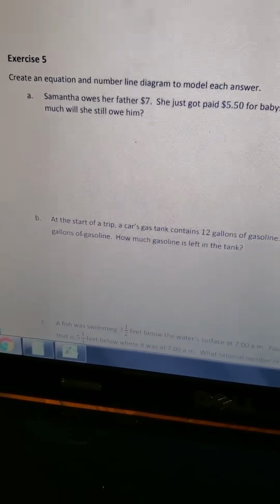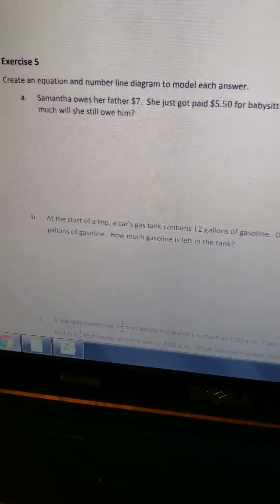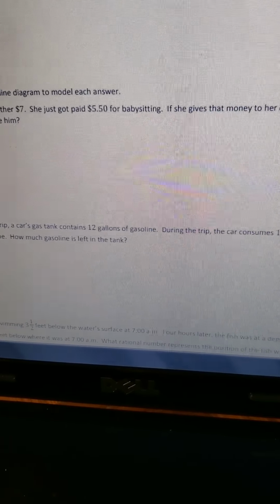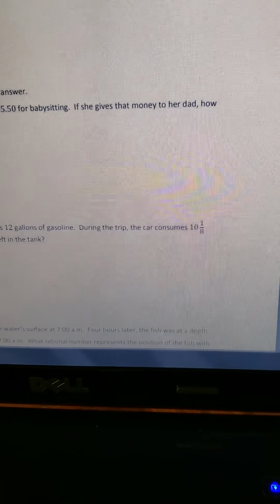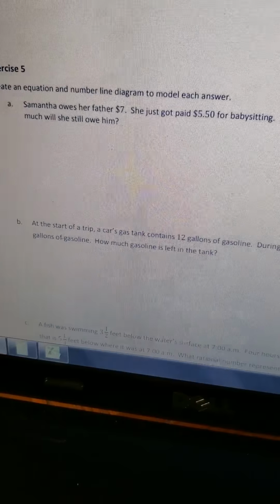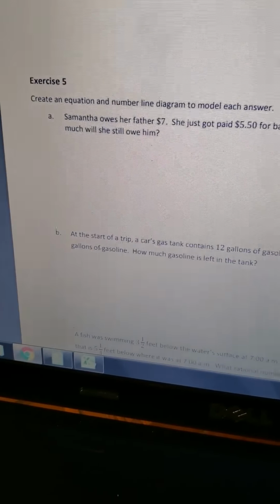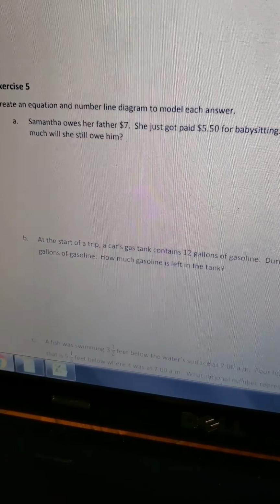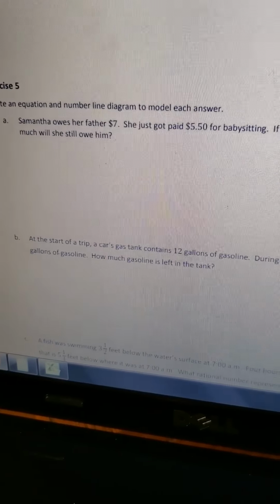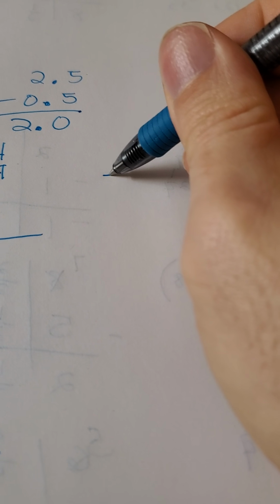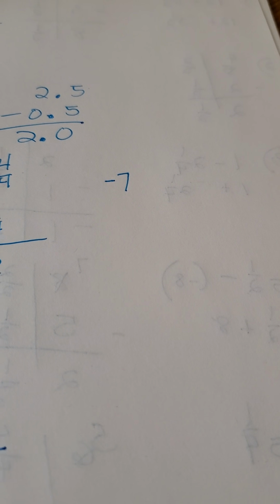Okay, so it says Samantha owes her father $7. Okay, she just got paid $5.50 for babysitting. If she gives that money back to her dad, how much money does she still owe him? Okay, so for this problem, she owes someone $7. So that would be a negative. That would be -7. That's a debt.